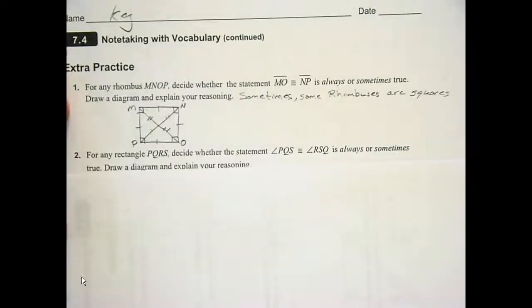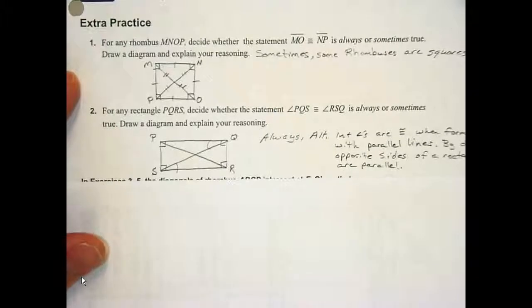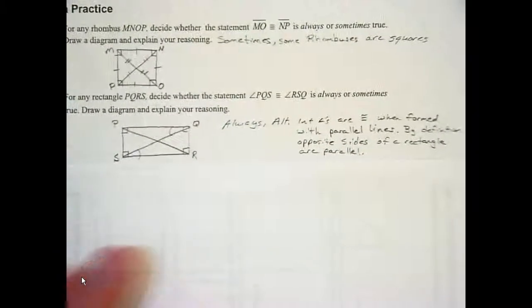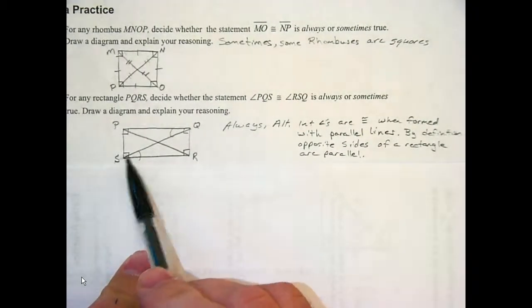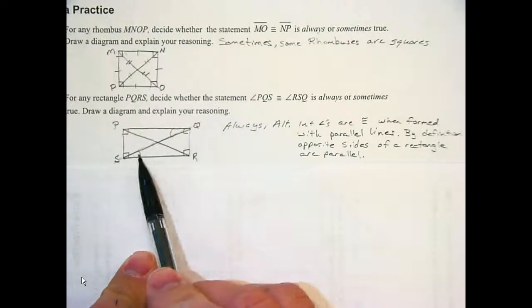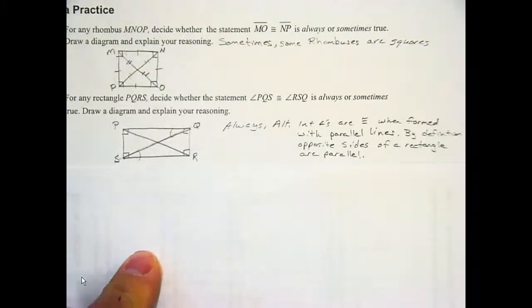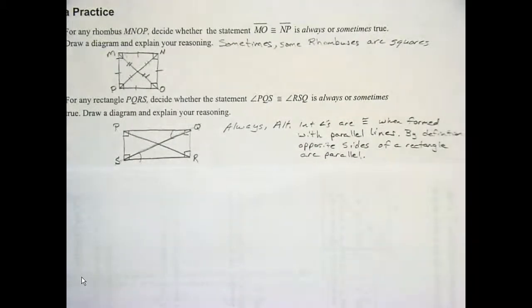Number 2, for any rectangle PQRS, decide whether PQS is congruent to RSQ. What do you guys think? Sometimes, always? How many say always? How many say sometimes? The answer is always, because when you draw it out, you get alternate interior angles that are congruent when formed with the parallel line. So you have your transversal, you get alternate interior angles. By definition, opposite sides of the rectangle are parallel. Very good.